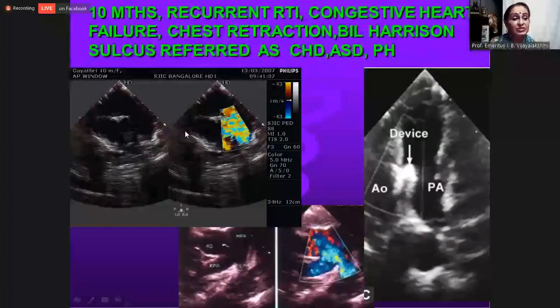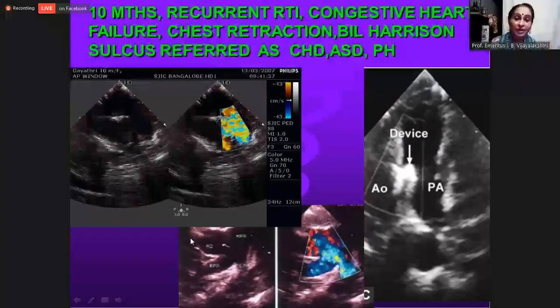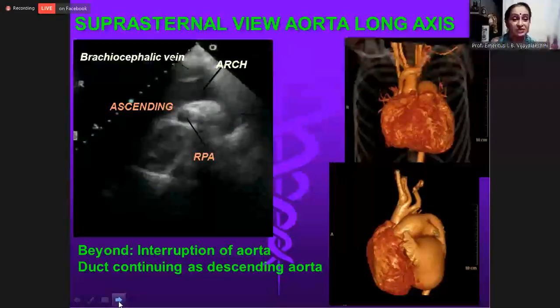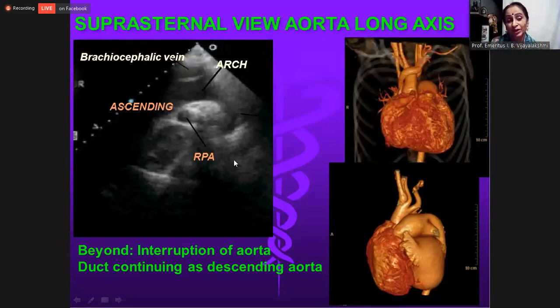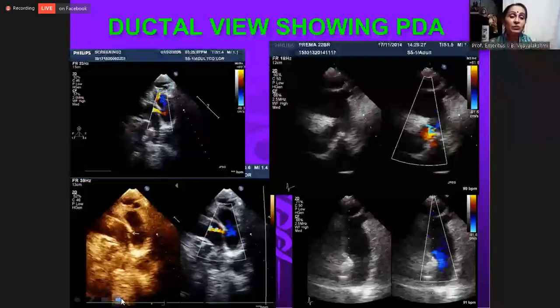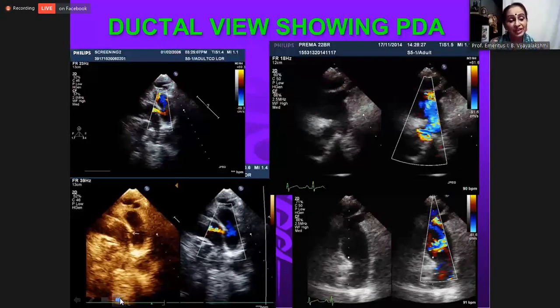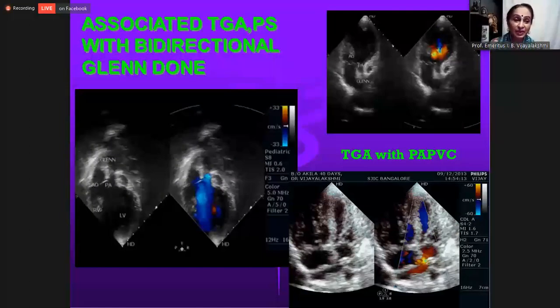In the same short axis, you can see that the AP window can be diagnosed very well, and after the device closure, the echo also helps in making out whether your device is in position or not. So in the suprasternal view, many times the picture is not very clear, and here again we have to go beyond to see the reconstructed image, and here you can see that from the pulmonary artery, the duct is continuing as the descending aorta in the interruption of aorta. So we have to go for the ductal view one space above to make out the ampulla, the length, and before deciding for the device closure, the proper assessment is very important.